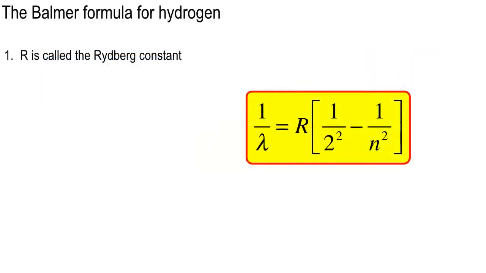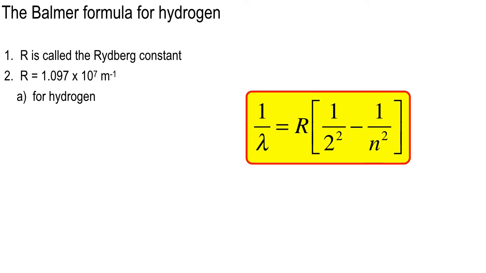Okay, there it is. That's the Balmer formula. R is called the Rydberg constant. There's a spelling for it. For hydrogen, its value is 1.097 times 10 to the 7, and then meters to the -1. That means that's the same as inverse meters, because this is a wavelength of inverse meter. It's a formula of inverse meters.